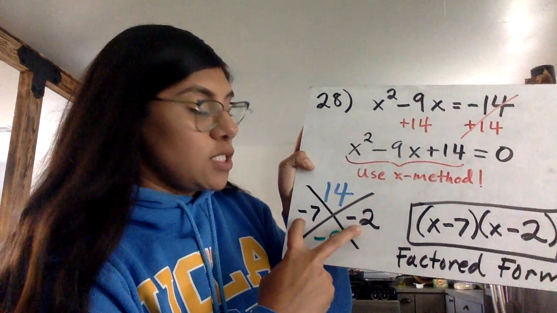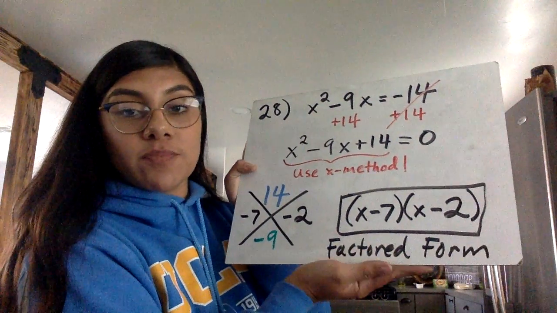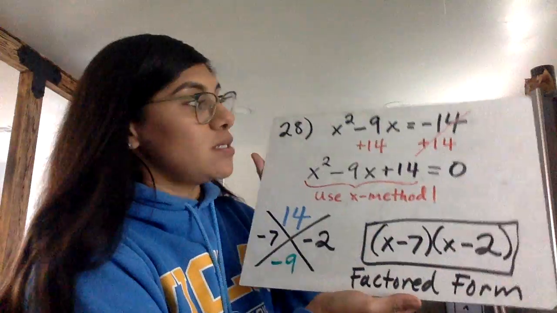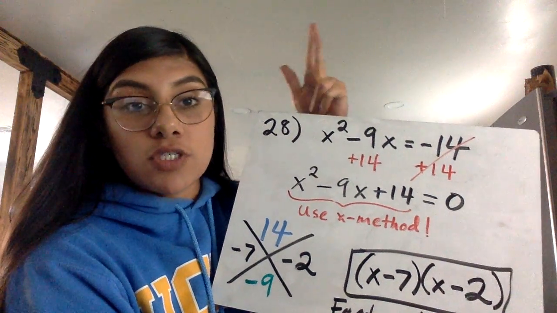Now that I have these two numbers, which is what I wanted, I could write my answer in factored form. And that's it. You're done. So you will see plenty of questions like 20, 24, and 28, the ones that I just did right now. So hope this video was helpful.